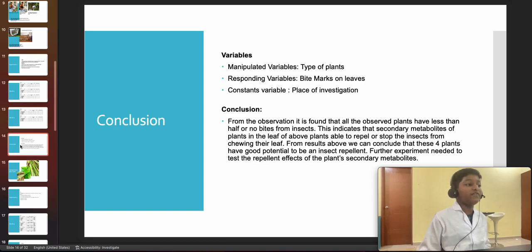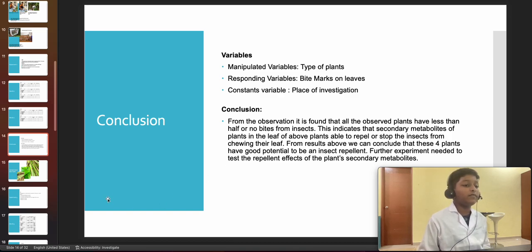My conclusion from this experiment is, from the observation, it is found that all the observed plants have less than half or no bites from insects. This indicates that the secondary metabolites in the leaves of the plants above are able to repel or stop the insects from chewing their leaves.